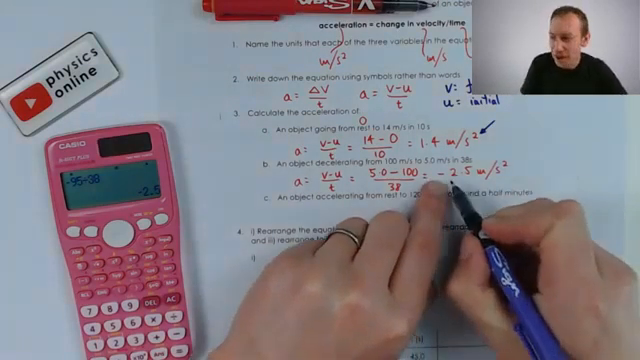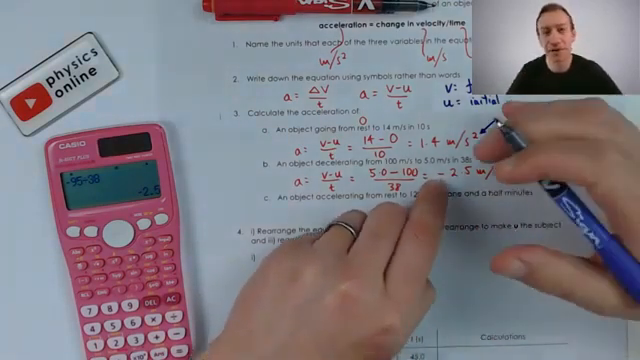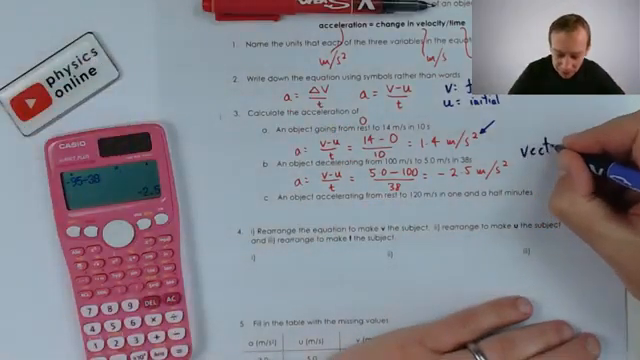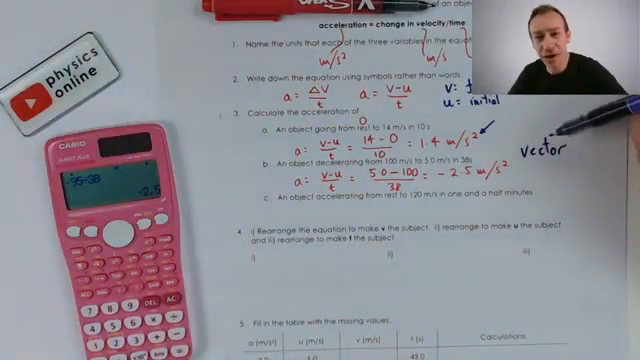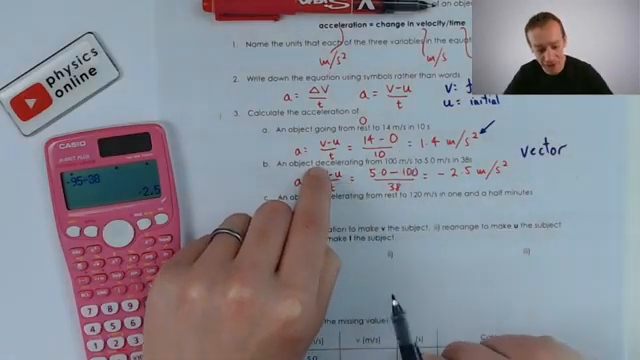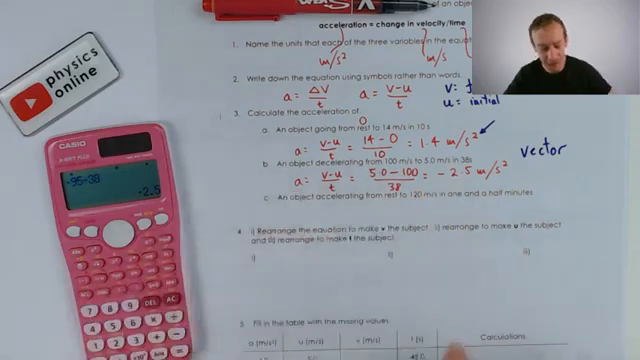So we've got a negative value here because acceleration can have a positive or a negative value, because it is a vector quantity. And that means it doesn't just have size, but it has direction as well. So here we've got something decelerating, so it's a negative acceleration.